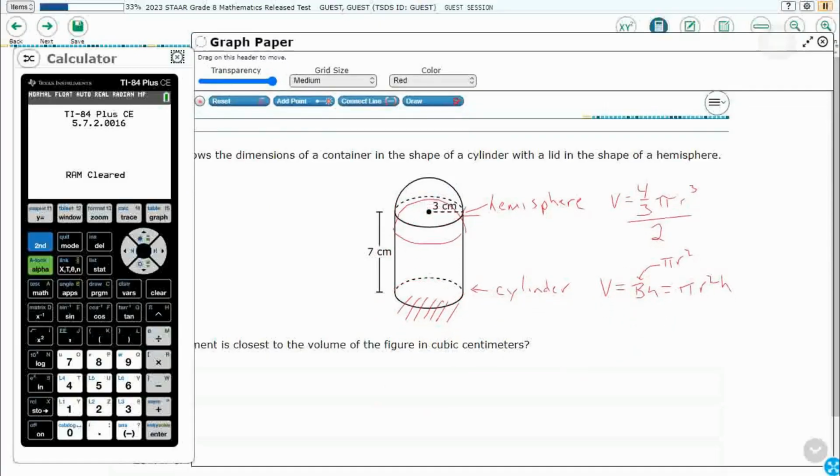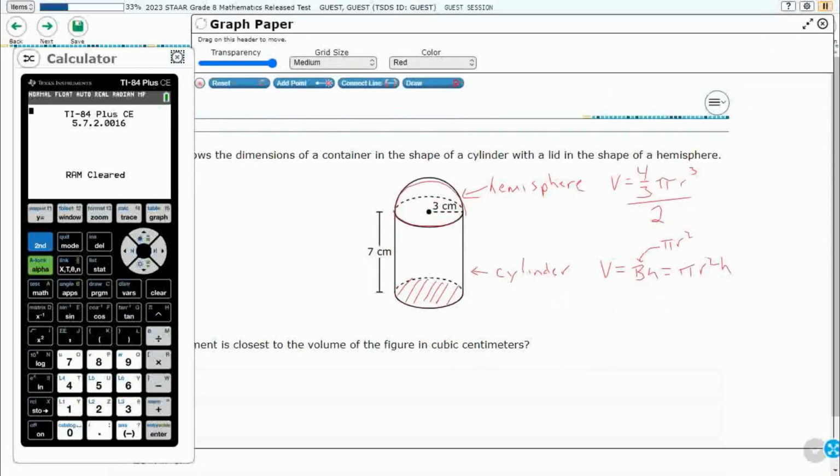So how are we going to attack this? Well, let's start with the cylinder first because that's going to be pretty simple. We've got pi, and we've got the radius, and they give us the radius right here as 3. So that's going to be pi and then 3 squared, and then times the height, which is 7. We can actually simplify that. That's pi times 3 squared is 9, times 7. So really, that's just 63 pi. So I'm going to put this as 63 pi. That's pretty simple.